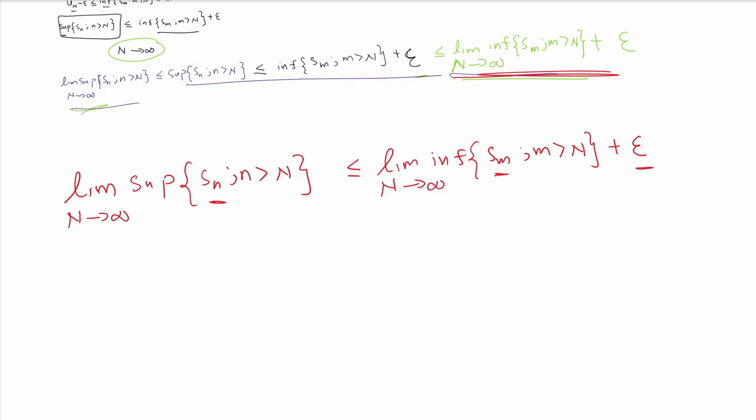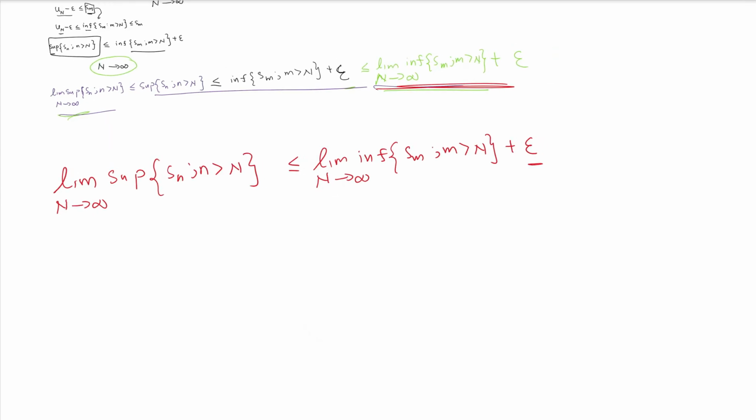Okay, how can we make sure that we have s sub n and s sub m in both places? Okay, so we have s sub n in one place and s sub m in the other place. Now here's another hard part to digest. Again, this boils down to the understanding of limit superior and limit inferior.